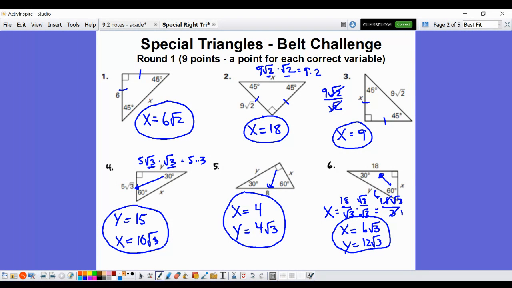But again, we have 3 examples on the top of 45, 45, 90. 3 examples on the bottom, 30, 60, 90. Just identify which side you have, what the relationship is, and you're either multiplying by something or you're dividing by something, and let the rules about radicals take over to get you to those correct results.